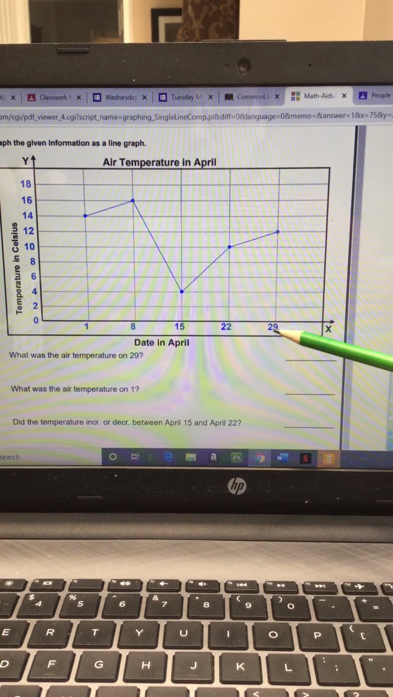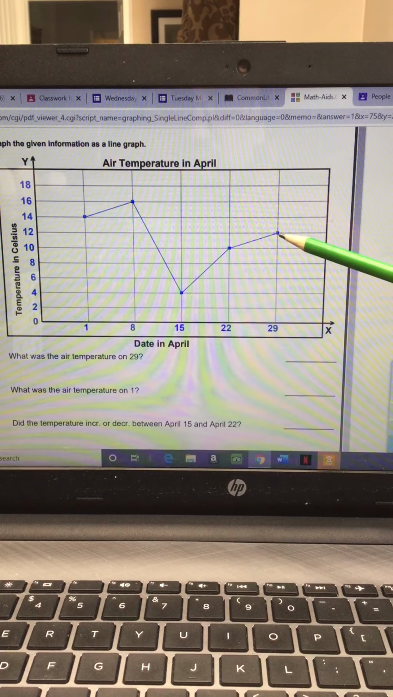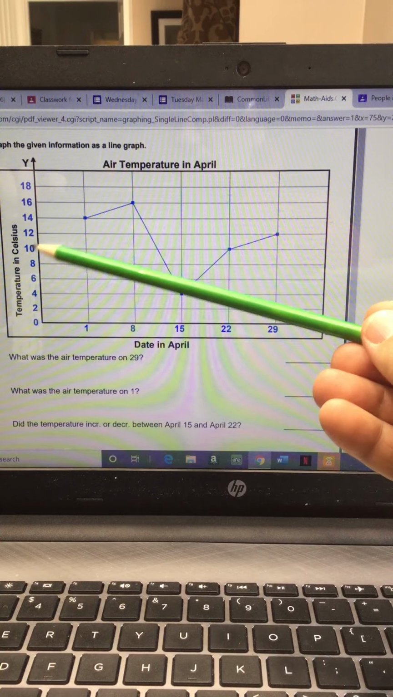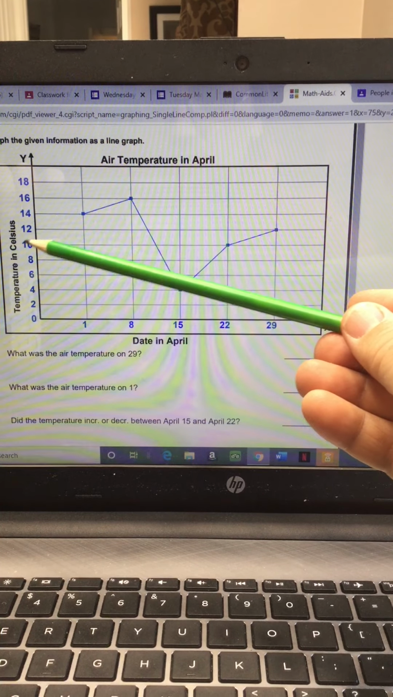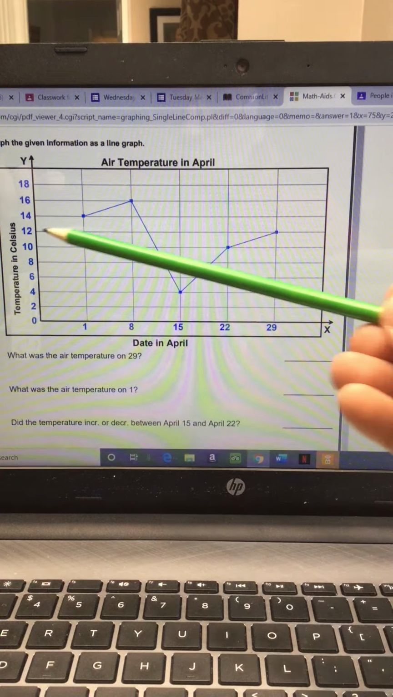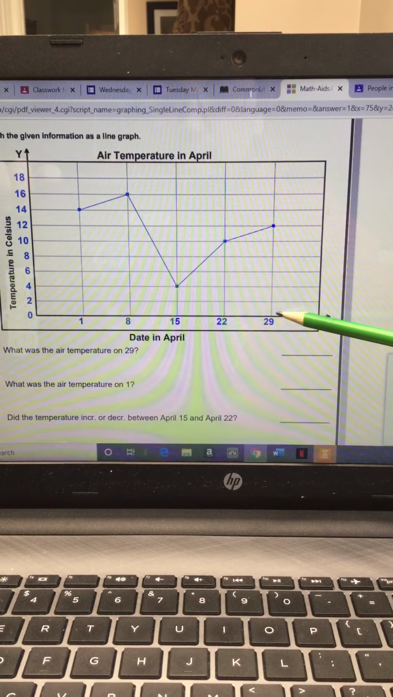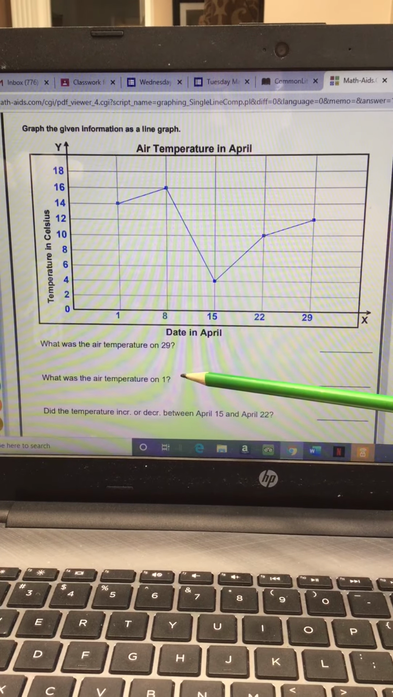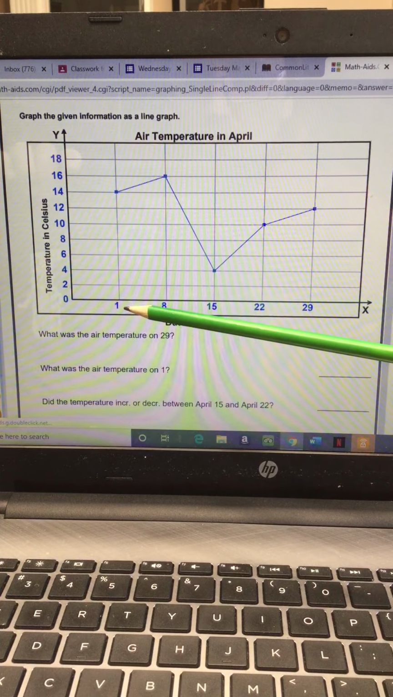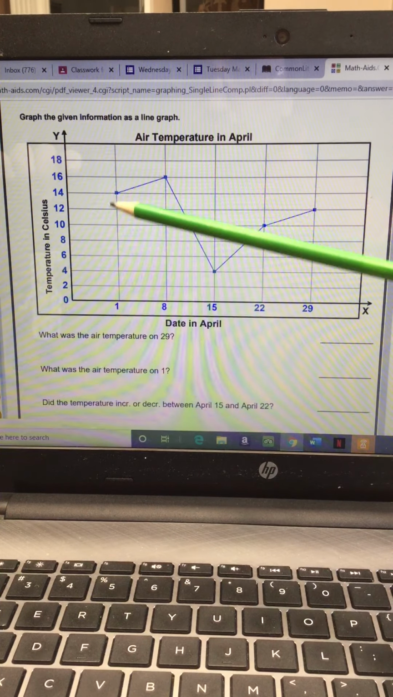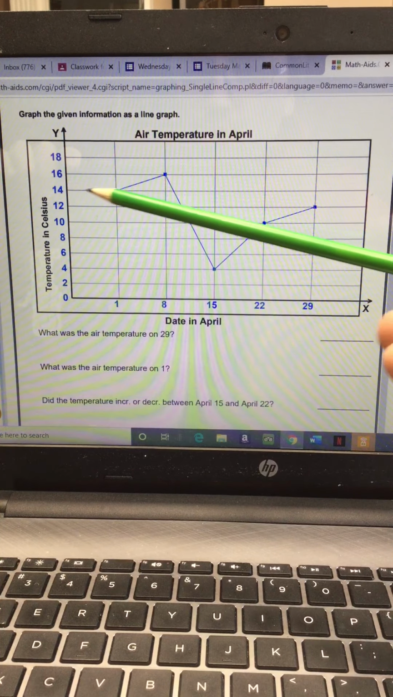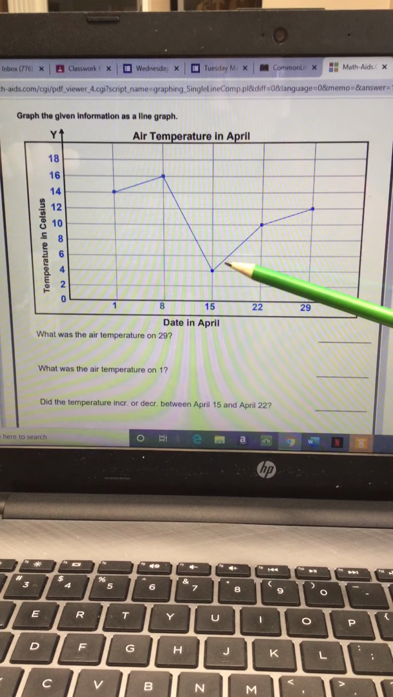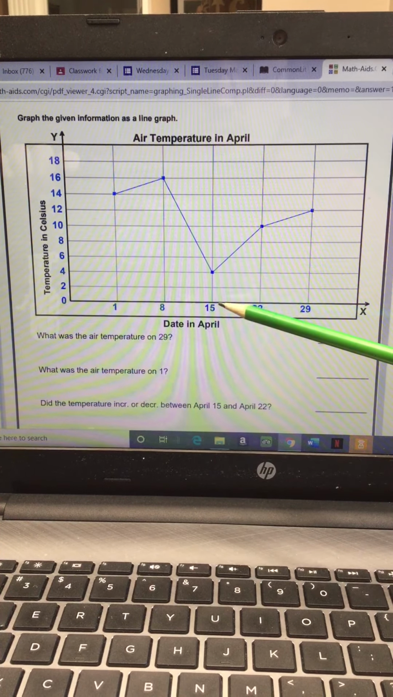So we go to the 29th, and then we've got to go up to where it intersects and then shoot it across to read our y-axis, which is 12. 12 degrees Celsius is the air temperature on April 29th. What is the air temperature on the 1st? Well, we've got to find the 1st on our x-axis and shoot up, and it goes over to 14 degrees.